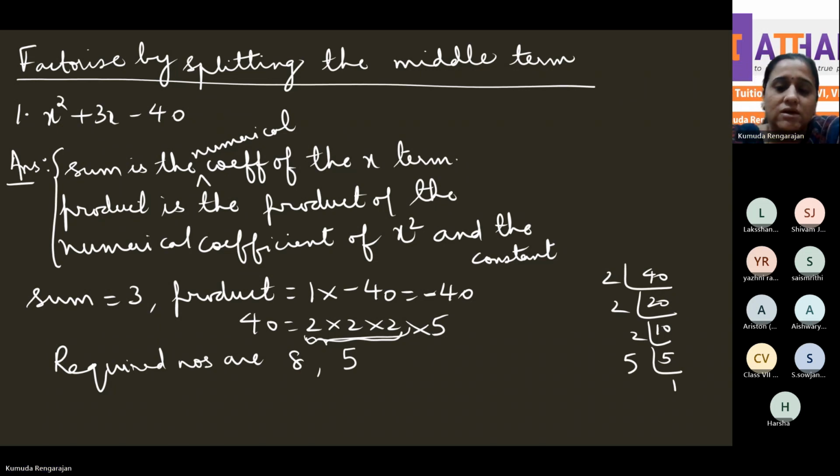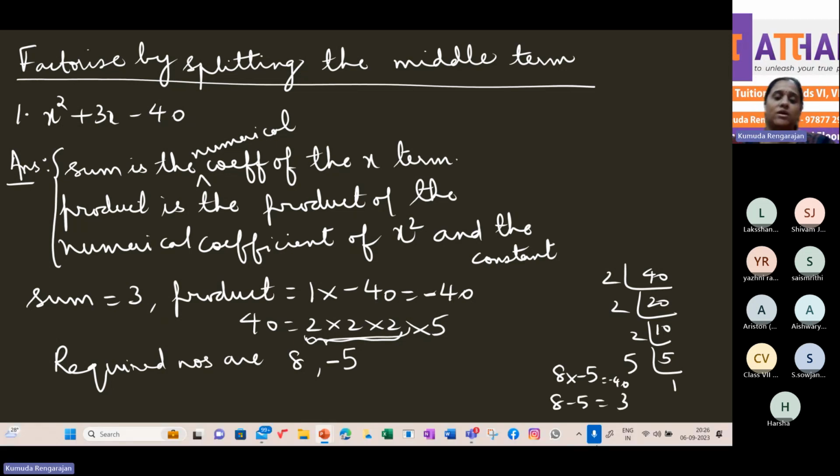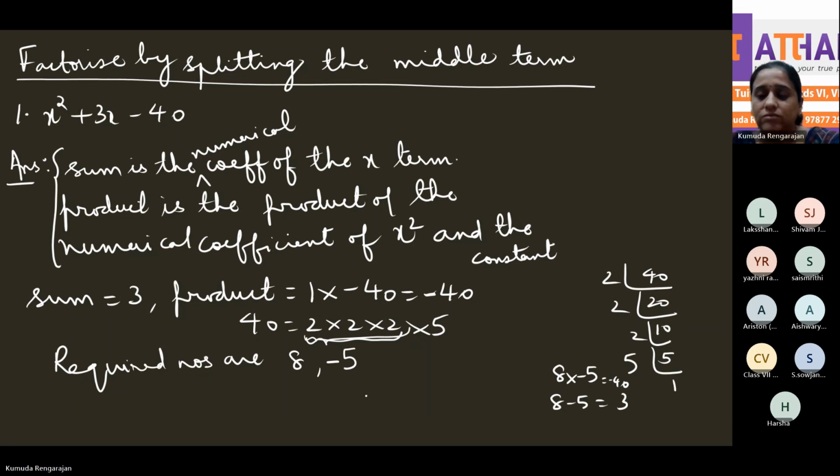Now fix the sign. You need to get the product as minus 40 and the sum as plus 3. So you need to fix a minus sign for 5, because 8 and minus 5, when you multiply, you will get minus 40. And 8 minus 5 is 3. So these two numbers satisfy the sum and the product.